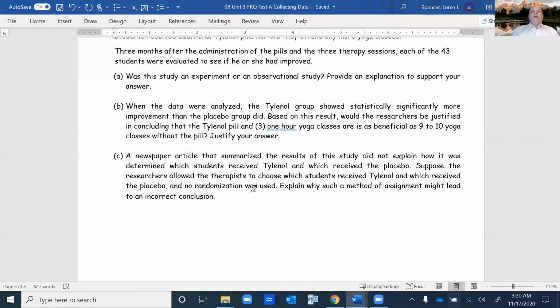A newspaper article that summarized the results of the study did not explain how it was determined which students received Tylenol and which received the placebo. Suppose the researchers allowed the therapist to choose which students received Tylenol and which received the placebo, and no randomization was used. Explain why such a method of assignment might lead to an incorrect conclusion.